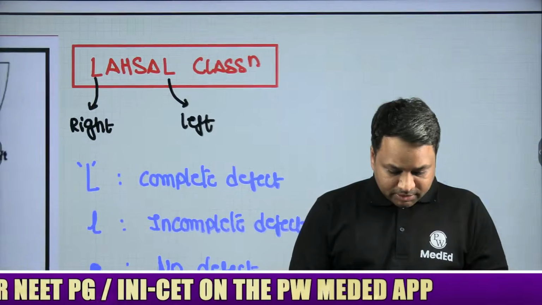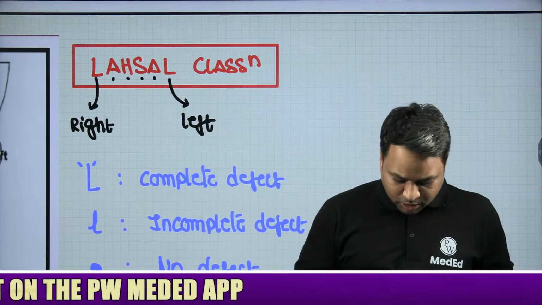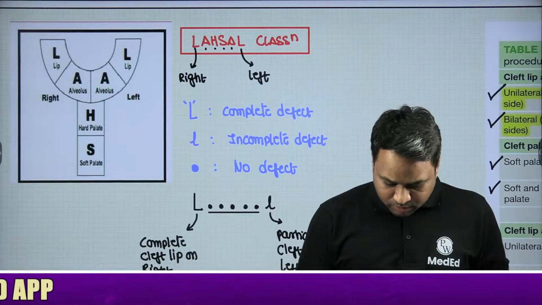But in each individual, you can see 1, 2, 3, 4 dots. How many dots did we put? 1, 2, 3, 4. Achha, did I put 5 dots? Sorry.